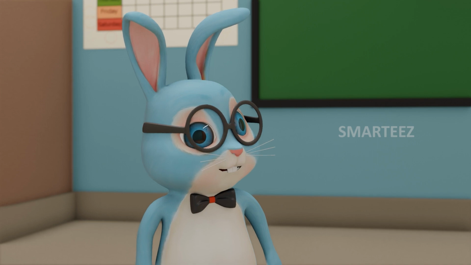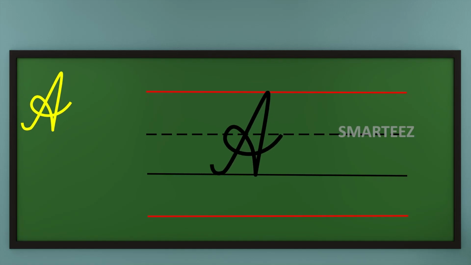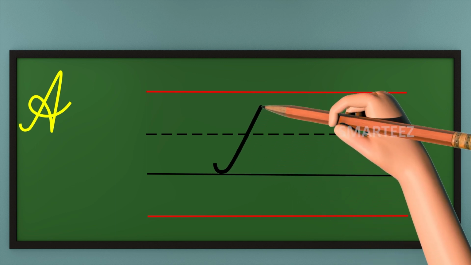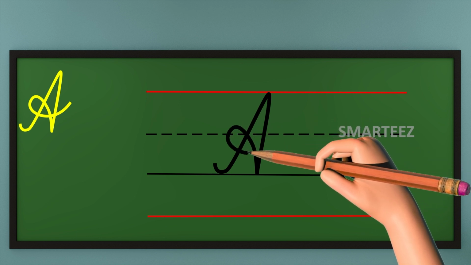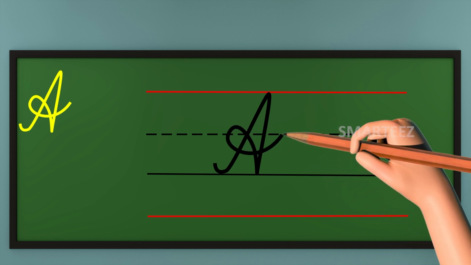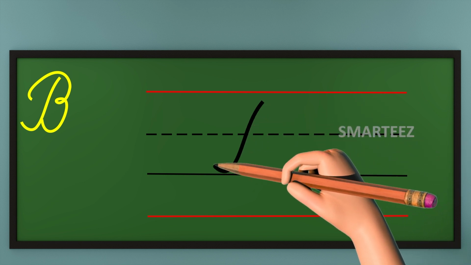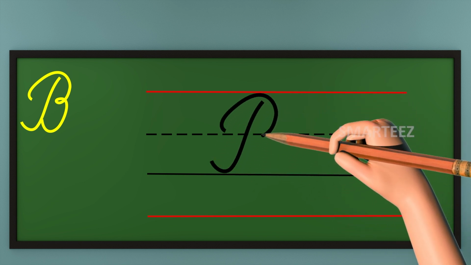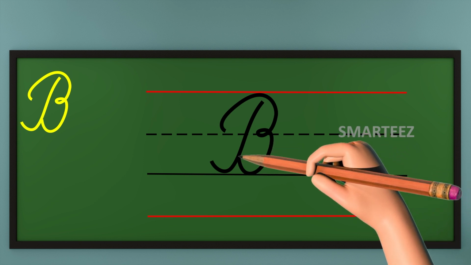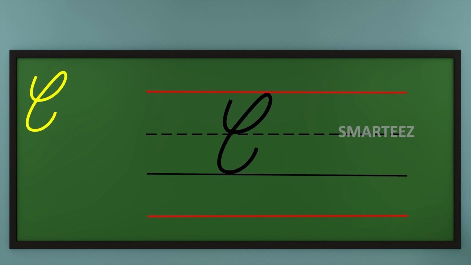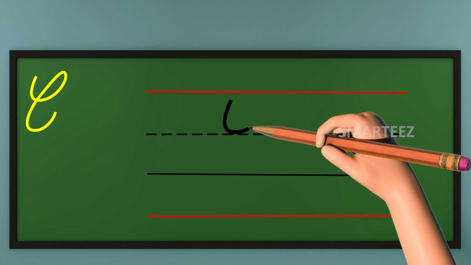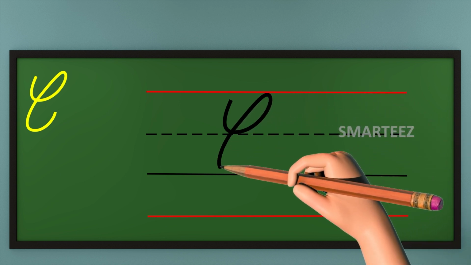Okay, it's time to do the writing, starting with A. Let's start with A. You write A like this. Okay, the next character is B. You write B like this. Okay, the next character is C. You write C like this.